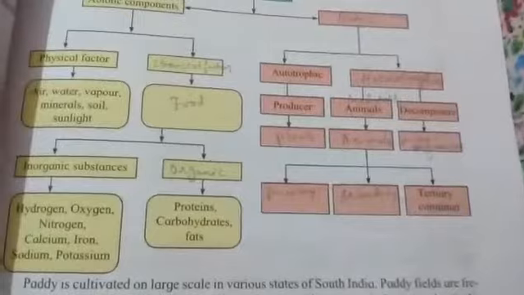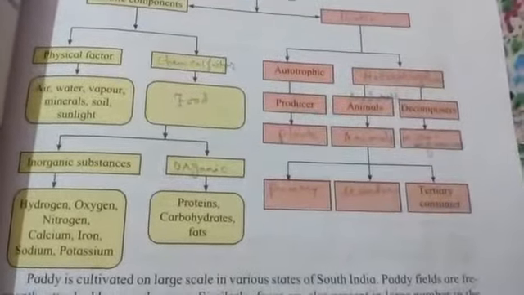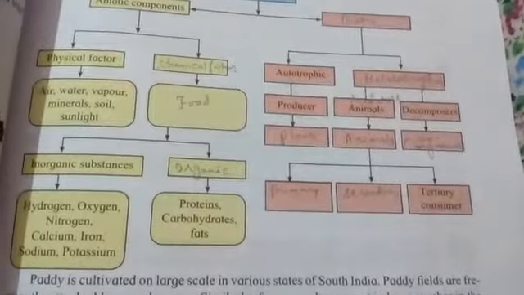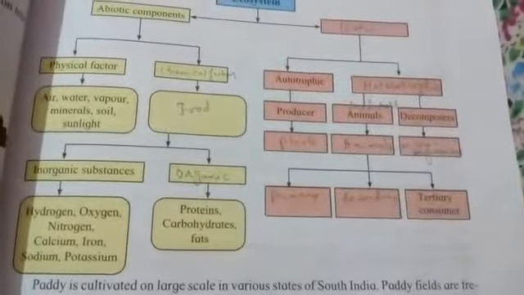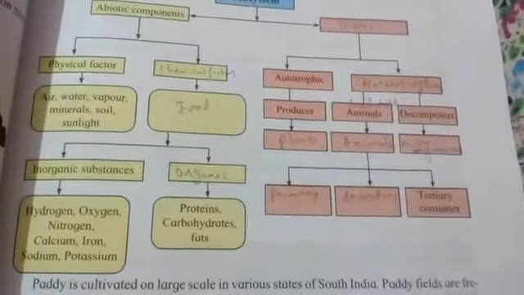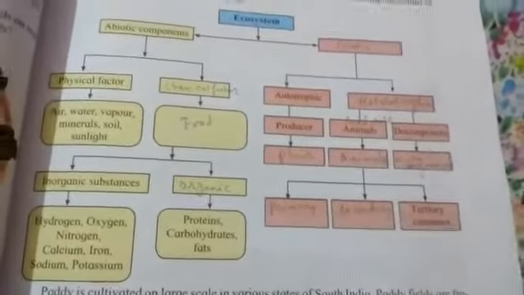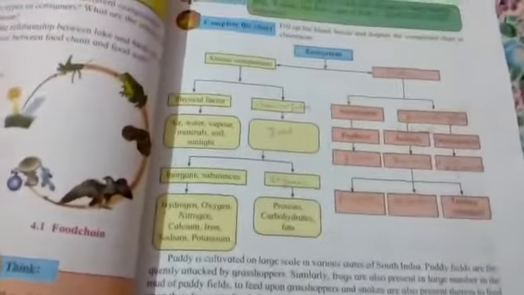Like that, I can give you one more example. If a bird is eating an insect, the bird is going to be the primary consumer. Then the bird will be eaten by a cat. Cat is going to be the secondary consumer. The cat will be eaten by the dog or maybe any tiger. So that tiger is going to be the tertiary consumer. Like this, the entire chart is presented over here. I hope you have understood what is the meaning of ecosystem.